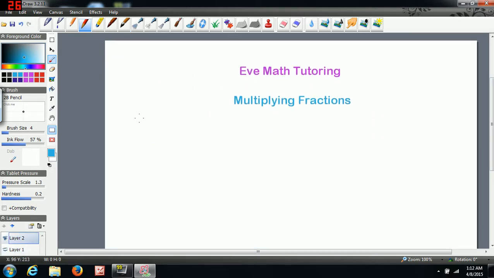Now, what if we have an example where we have a mixed fraction and a regular fraction? Now, first of all, a mixed fraction is a fraction that has a whole number and a fraction. That's a mixed fraction. It includes a whole number and a fraction. When we have a fraction like this, it's just a regular fraction. And that's because the top number is smaller than the bottom. So when you have a fraction where the top number is smaller than the bottom, that's considered a regular fraction.